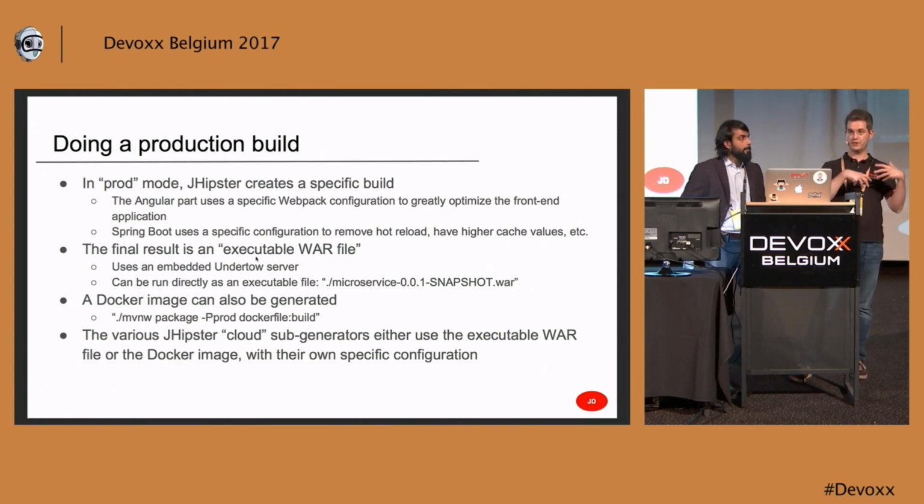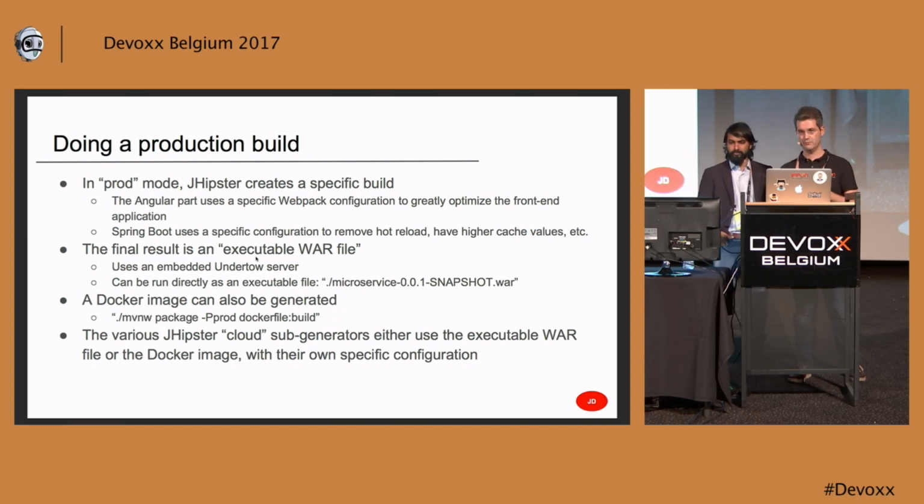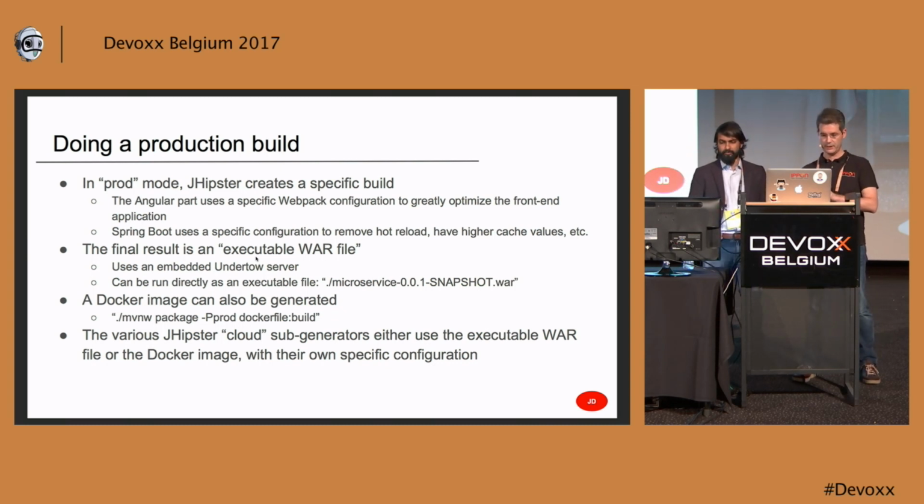The final result that we generate with that production build is an executable WAR file. Usually people tell it an executable jar file. We keep the WAR suffix because you can also deploy it to Tomcat or into an app server, and for that you need to have the WAR extension. But it's an executable jar file. It has got an embedded Undertow server, which is an app server from JBoss, which is very light. And it can be run directly like this. It's just an executable file, in fact. I didn't do it here because I wanted to have MySQL, I wanted to have the JHipster Registry, and so on. But if I want to run everything in a simple way, it's just an executable WAR file.